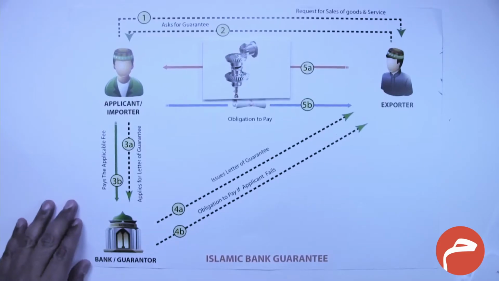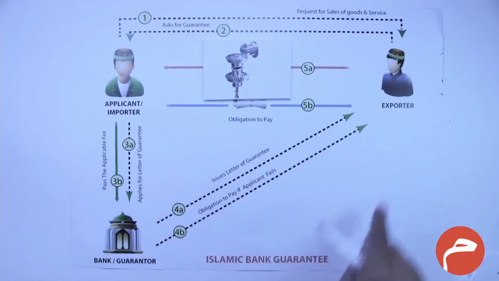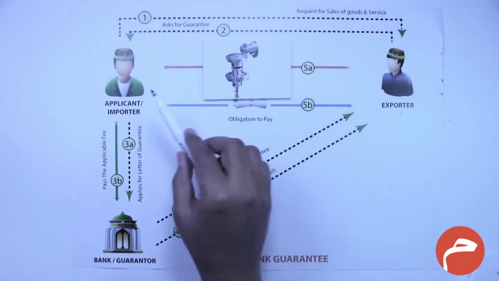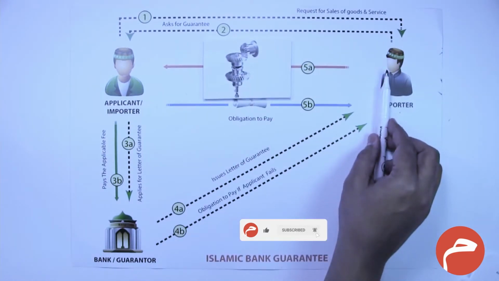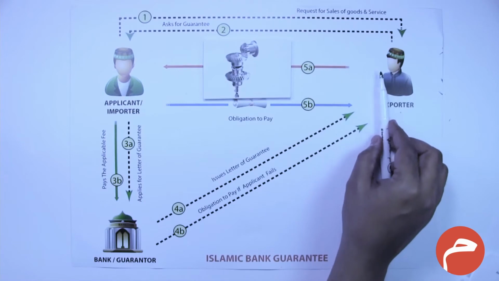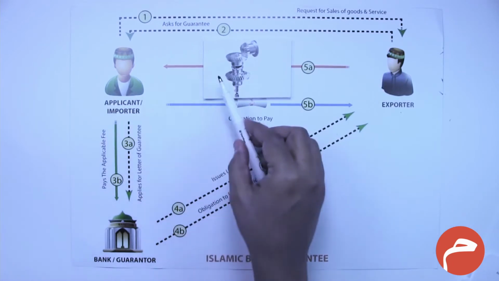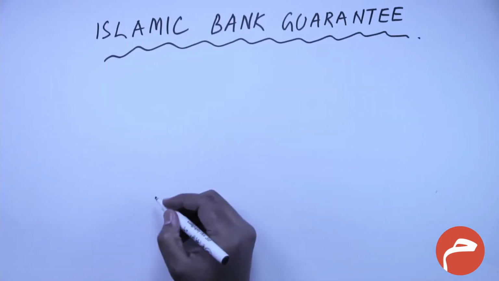Now let us discuss Islamic Bank Guarantee. In the Islamic Bank Guarantee, let's take this simple example wherein there is an exporter and there is an importer. For example, if the importer is importing certain equipment from the exporter and the exporter wants a bank guarantee to be issued so that it has a kind of security that in case the importer fails to fulfill its payment obligation, then there is somebody acting as a guarantor to make the payment.